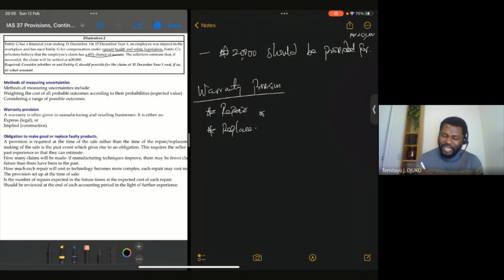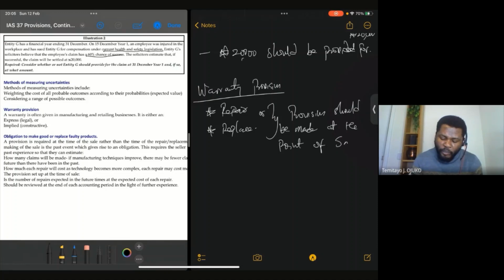Now it is important that we know this, that when there is a warranty for either repair or replacement, provision should be made at the point of sale rather than the time of repair. What we are saying is that is why at this point there's always an estimated probability weighted assumption to determine the particular number or the percentage of people that are likely going to return. We're still going to get there.